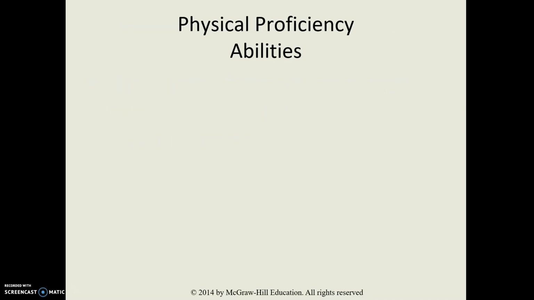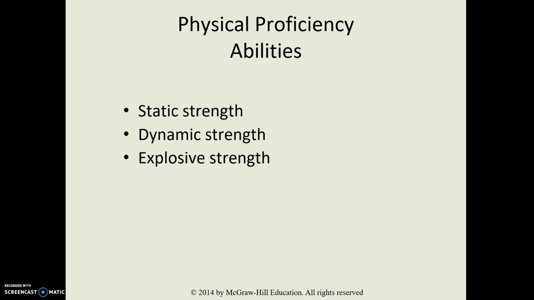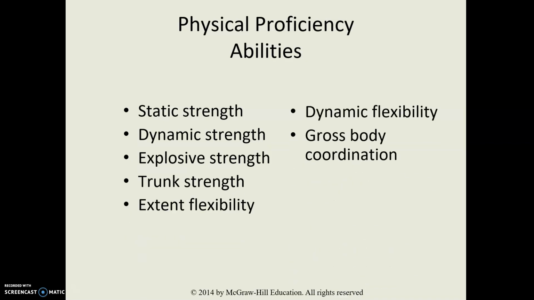When we look at the physical proficiency abilities, again, Fleishman has been around for a while, these abilities that he's identified, as we go through these you might recognize them from a conditioning and fitness class where you talked about different aspects of physical fitness. But you'll see some similarities with his physical proficiency abilities. He talks about static strength, dynamic strength, explosive strength, trunk strength, extent flexibility, dynamic flexibility, gross body coordination, and gross body equilibrium. These would all be considered physical proficiency abilities.